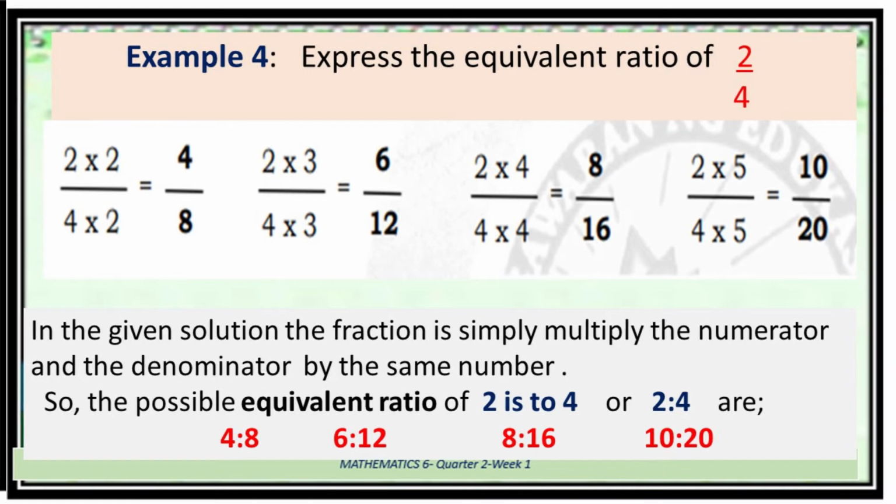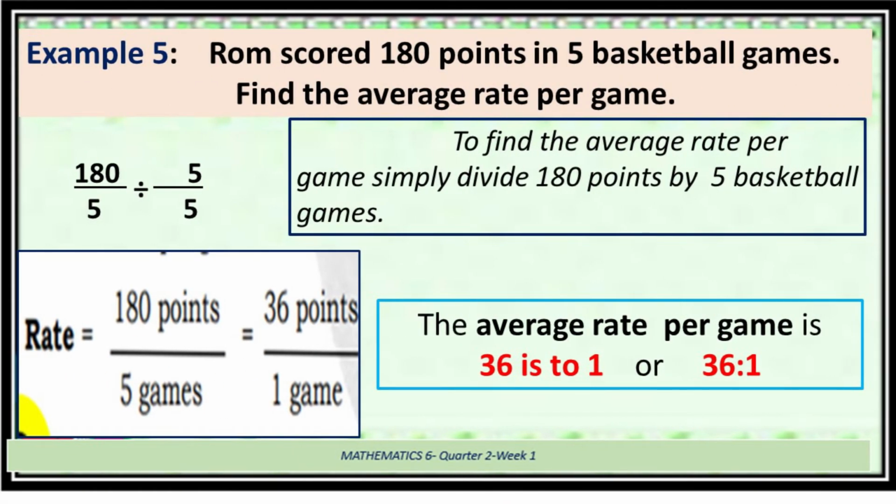Another example. Rome scored 180 points in 5 basketball games. Find the average rate per game. To find the average rate per game, simply divide 180 points by 5 basketball games. So, 180 divided by 5 equals 36 points. Therefore, the average rate per game is 36:1.